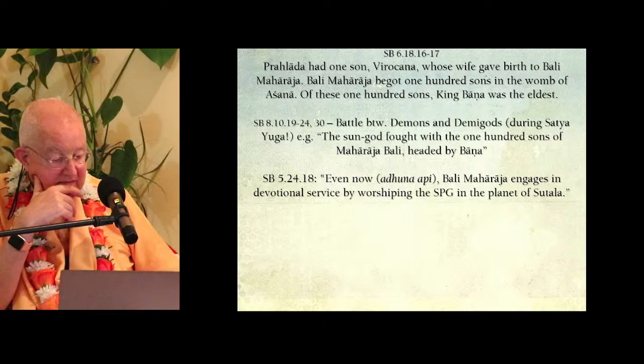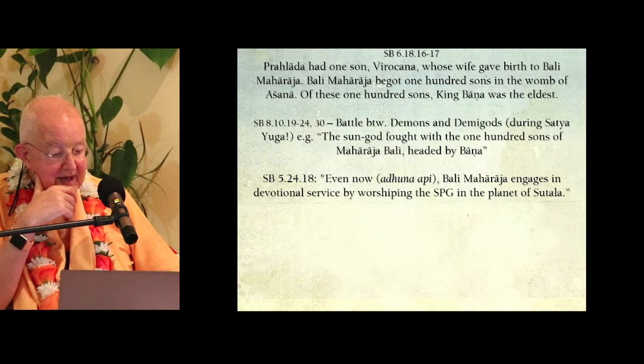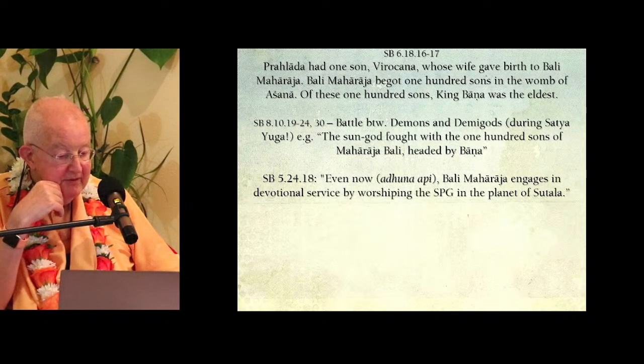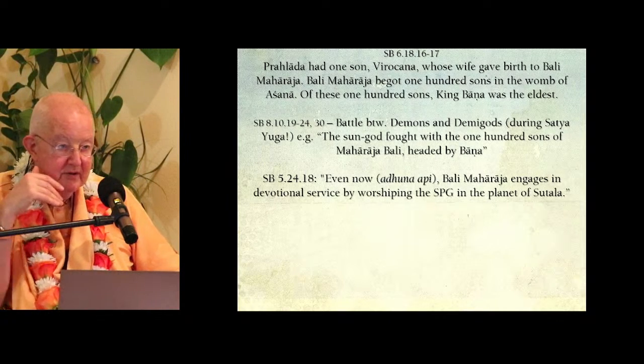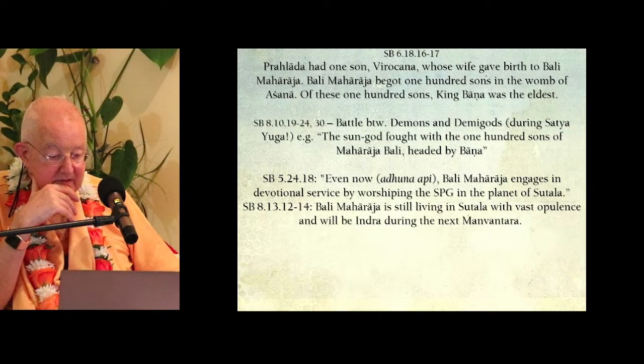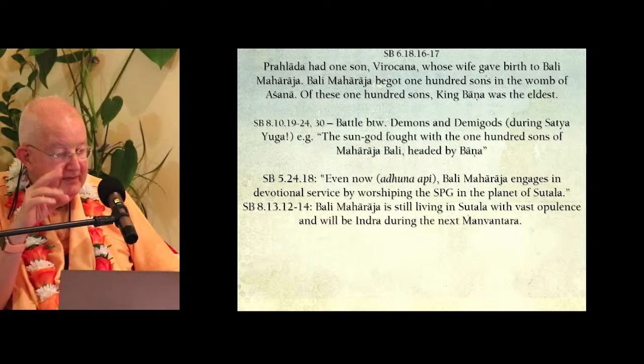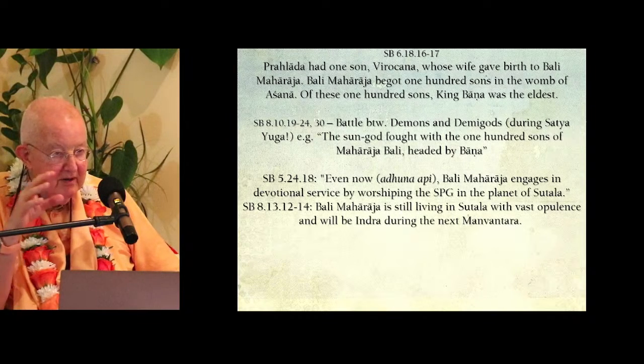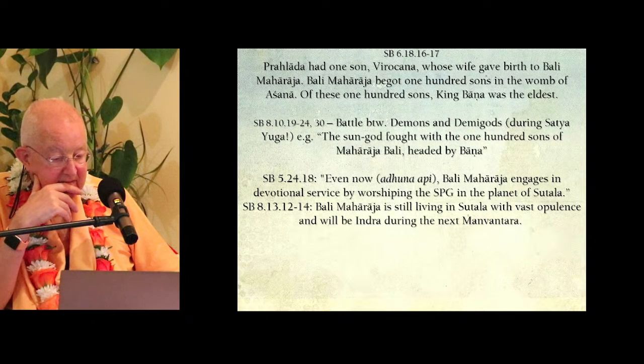5th canto. Even now, Bali Maharaj engages in devotional service by worshipping the Supreme Personality Godhead in the planet of Sutala. It's one of the 7 lower planetary regions. Canto 8, chapter 13. This is just getting a genealogy of where Bali Maharaj and Bana fit into everything. Bali Maharaj is still living in Sutala with vast opulence.